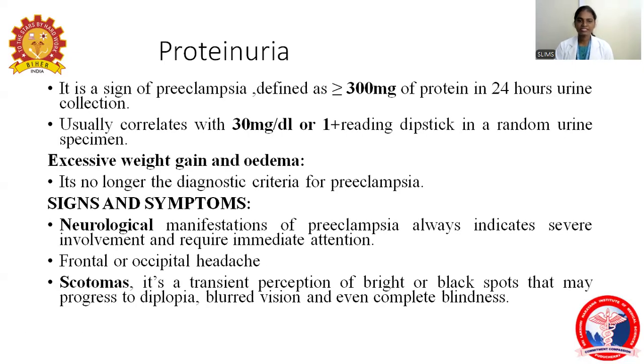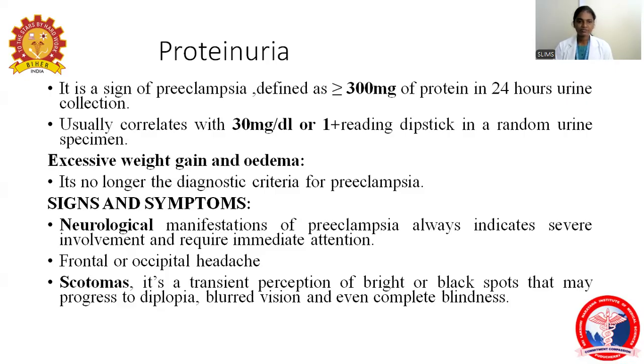Next is proteinuria. It's a sign of preeclampsia with more than 300 mg of protein in a 24-hour urinary protein collection. It usually correlates with 30 mg per deciliter or 1 plus on a dipstick in a random urine specimen. There will also be excessive weight gain and edema, but these are not considered diagnostic criteria for preeclampsia nowadays.